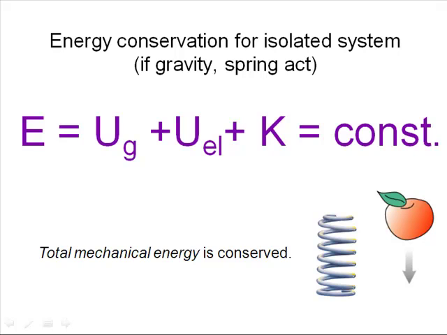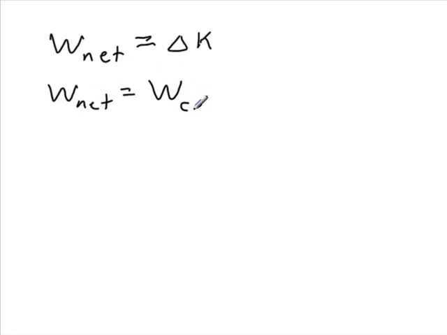So let's take a look at why that works. We've already established the work-energy theorem, which states that the net work done on an object is equal to the change in kinetic energy. But what if the only forces acting are internal conservative forces? In that case, the net work is equal to the work done by conservative forces, and the work done by conservative forces is just minus the change in potential energy.